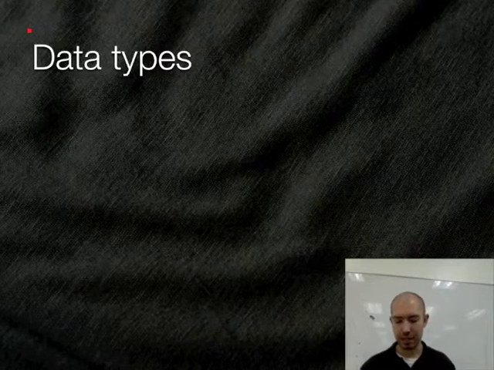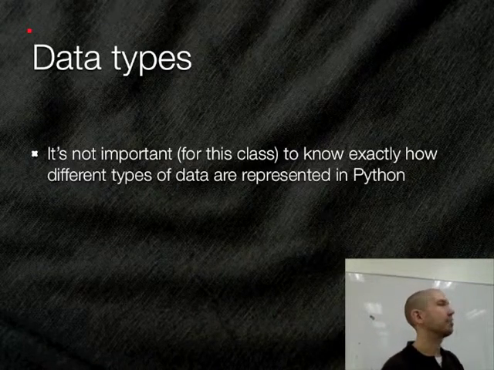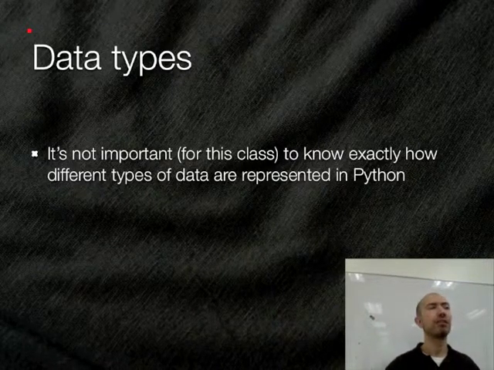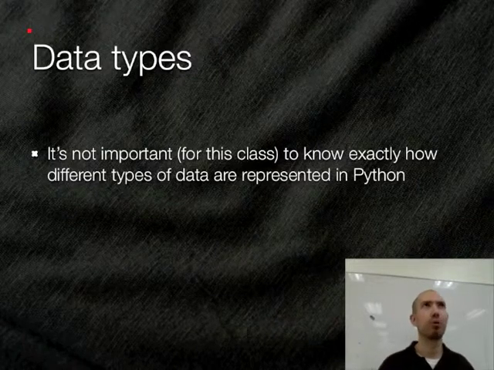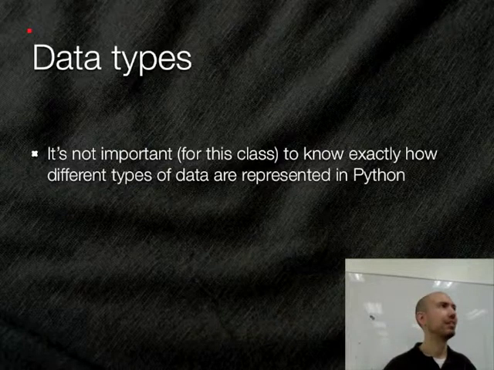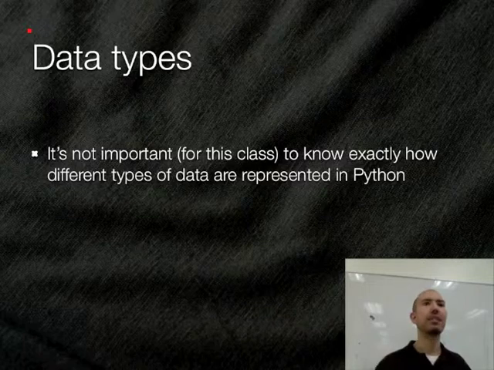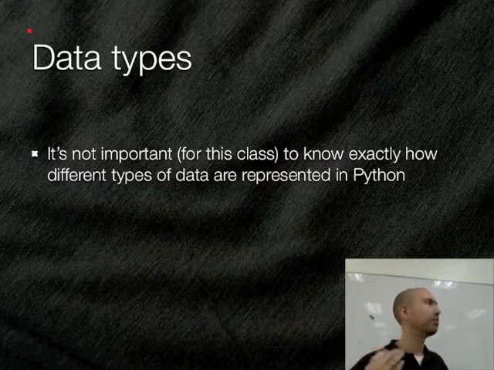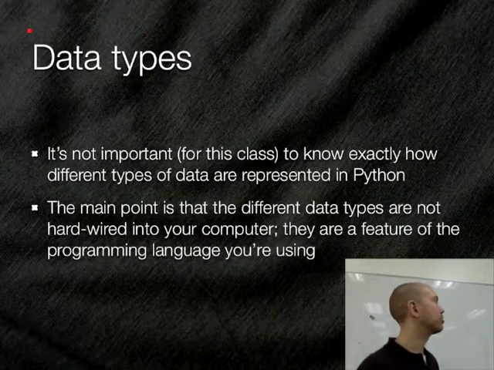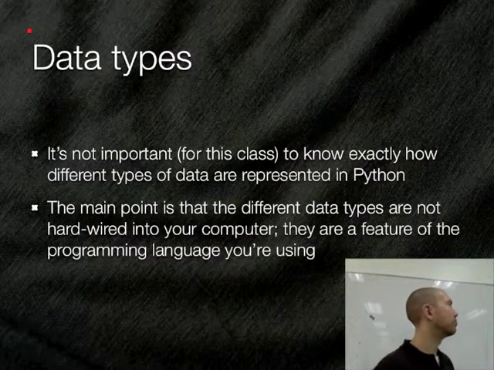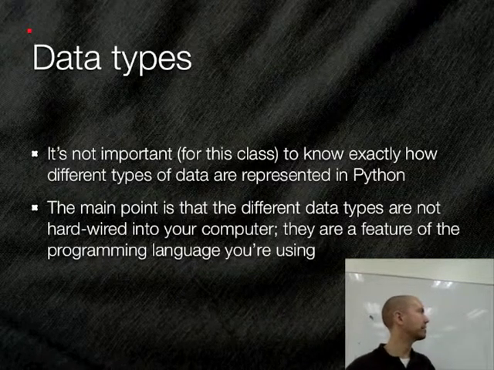So the reason that's important, it's not important to actually know how different types of data are represented in Python, right? If you ever get into really low-level programming, doing crazy programming for games that have to run at 85 frames a second or whatever, then you get into the real details of how many bytes long a different data type is and so forth. You don't have to know all that stuff in Python. The main point is just to remember that these are not hardwired into your computer. The only parts that are in the computer wiring are just bytes.